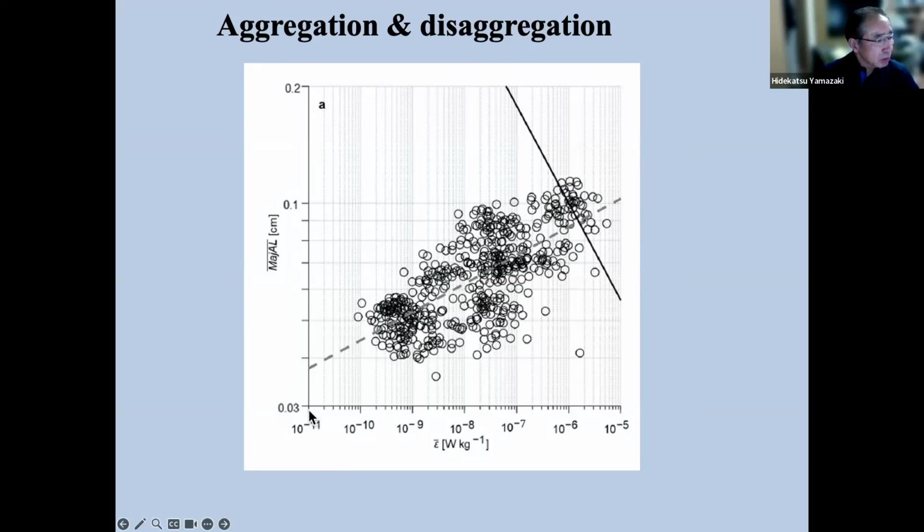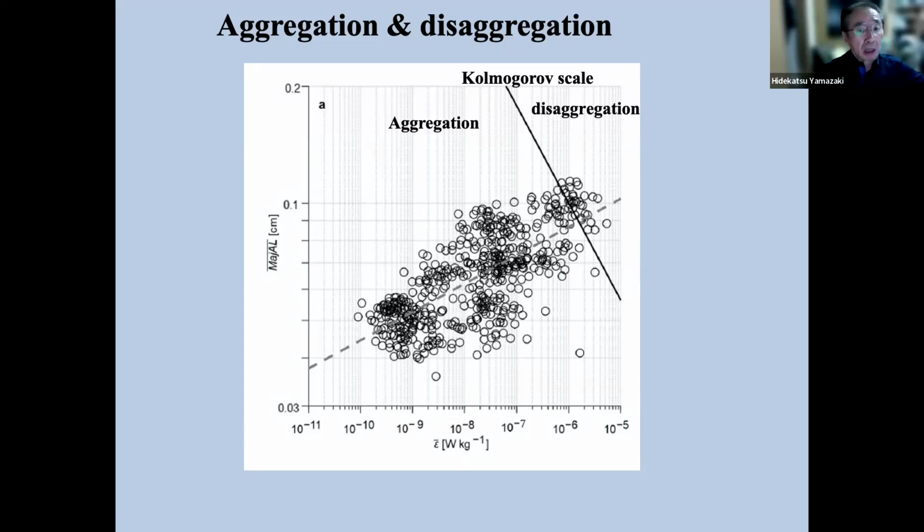Looking at dissipation all the way to here, it is 10 to the minus 5. I want you to pay attention to 10 to the minus 6 here. And this line is the Kolmogorov scale based on each dissipation rate. At dissipation 10 to the minus 6, the Kolmogorov scale is 1 millimeter. Up to 10 to the minus 6, dissipation enhances the average aggregate size. But beyond this, it looks like destruction starts happening. So below here, aggregation is more active than disaggregation, but above the Kolmogorov scale, destruction is more active.